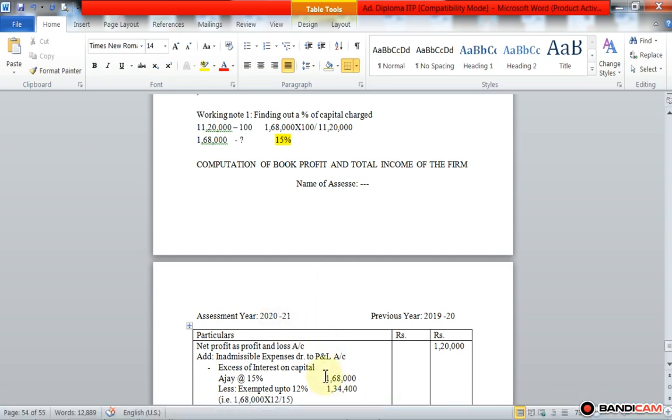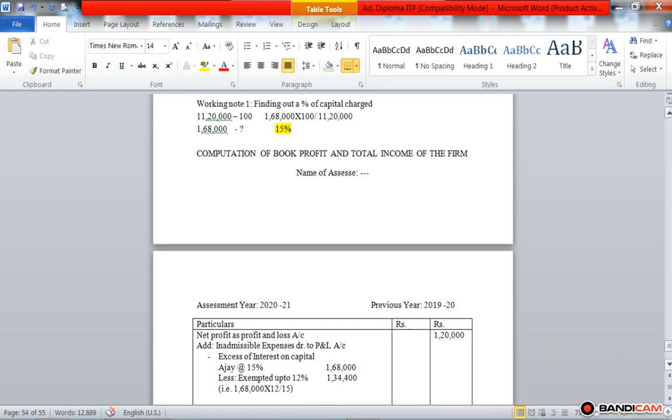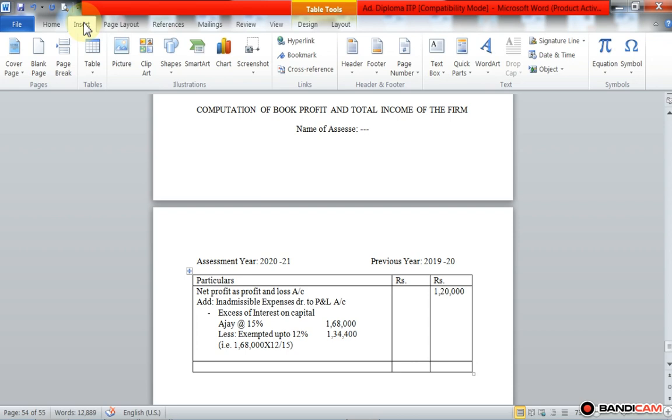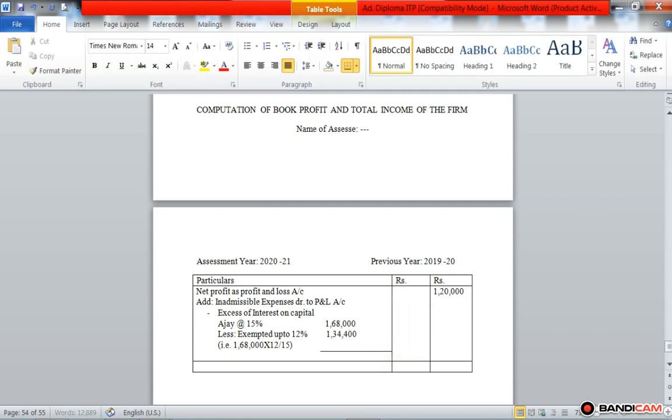So deduct the exempted amount from the total interest. Here 1,68,000 minus 1,34,400, we get 33,600 as taxable interest or disallowed interest. So disallowed interest is equal to 33,600. Okay, 33,600 is the disallowed interest or taxable interest.